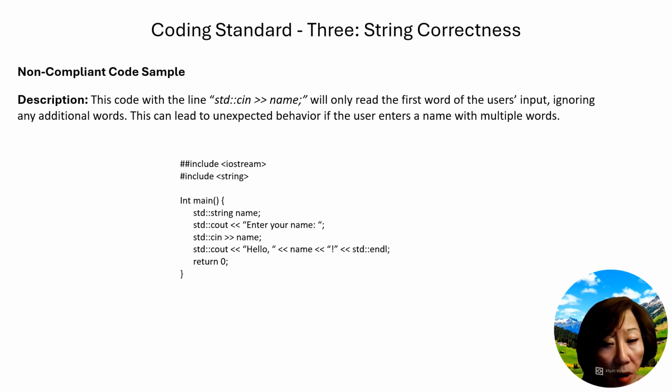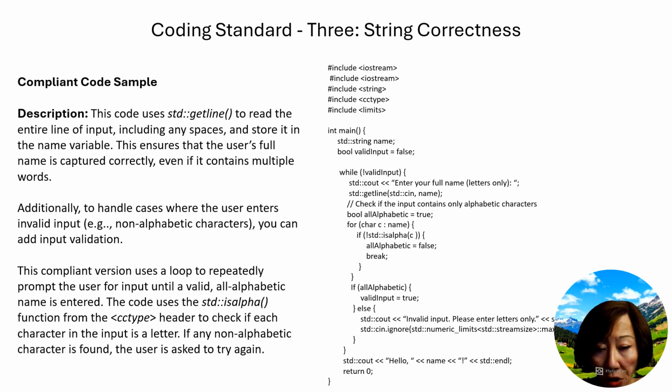So this can lead to unexpected behavior if the user enters a name with multiple words and you only get in the first word, and there's a white space after that, you ignore everything else afterwards. This is obviously not what you want. A better version is to use getline.